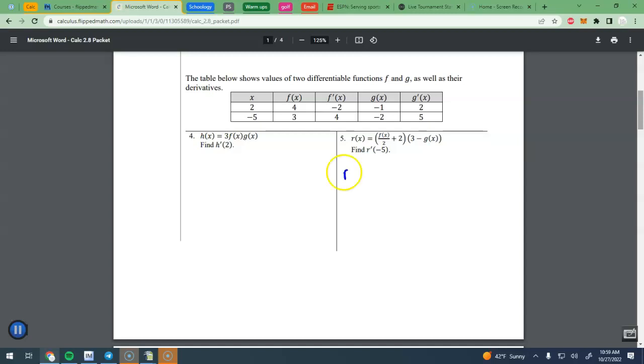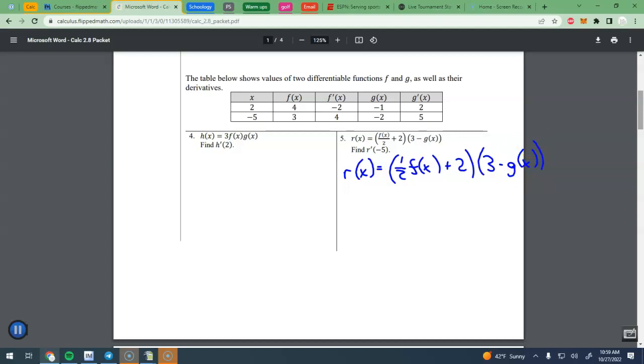5. I'm seeing if you can tell what I'm going to do with this by now. How am I planning to rewrite this f of x over 2? 1/2 times f of x. It's a much friendlier way for most people to take the derivative. Plus 2 and then 3 minus g of x.